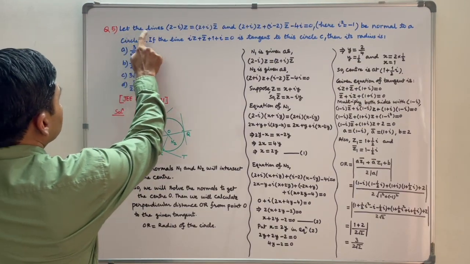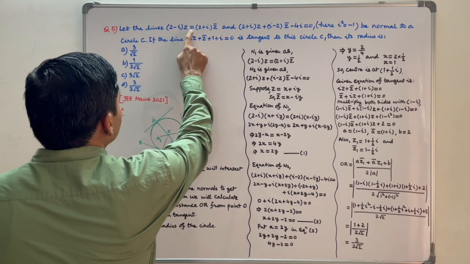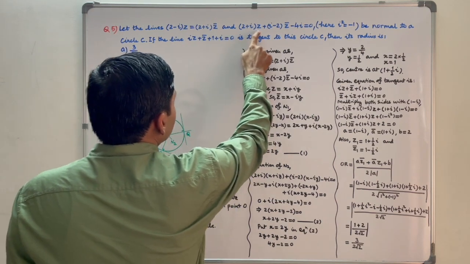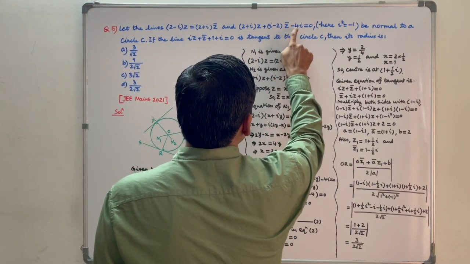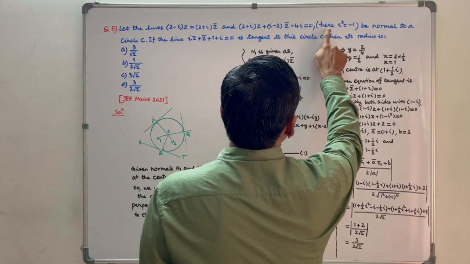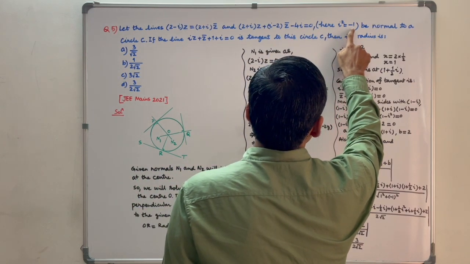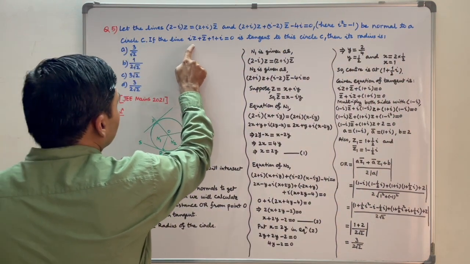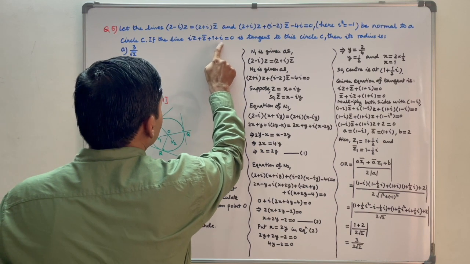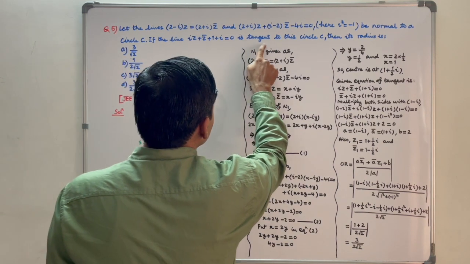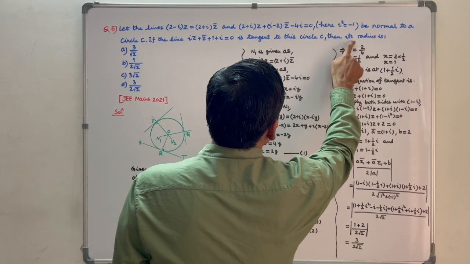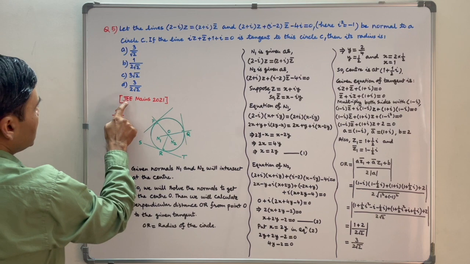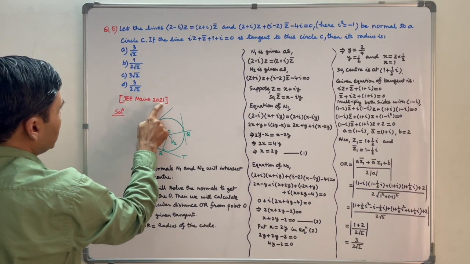Fifth question. Let the lines (2 minus i) z is equal to (2 plus i) z bar and (2 plus i) z plus (i minus 2) z bar minus 4i is equal to 0. Here i square is equal to minus 1. Let these be the normals to a circle C. If the line iz plus z bar plus 1 plus i is equal to 0 is tangent to this circle C, then its radius is. These are the options given. This question was asked in JEE Mains 2021.